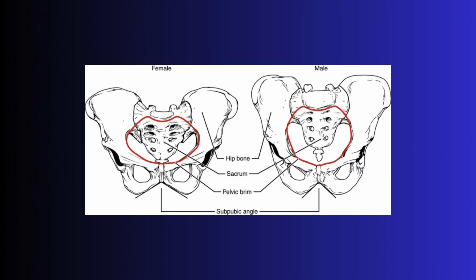Now let's have a look at the differences in the male and the female pelvis. So the female pelvis is lighter, the false pelvis is shallow, the cavity is wide, and the subpubic angle is large. However, in the male pelvis, the bones are heavier, the false pelvis is deep, the pelvic cavity is narrow, and the subpubic angle is more acute.